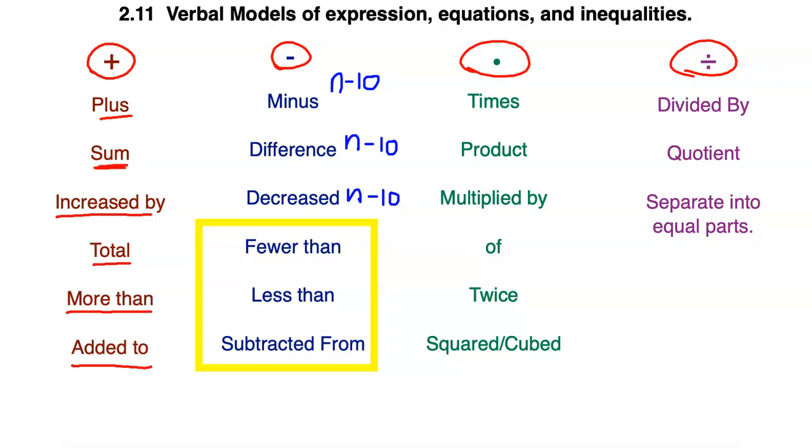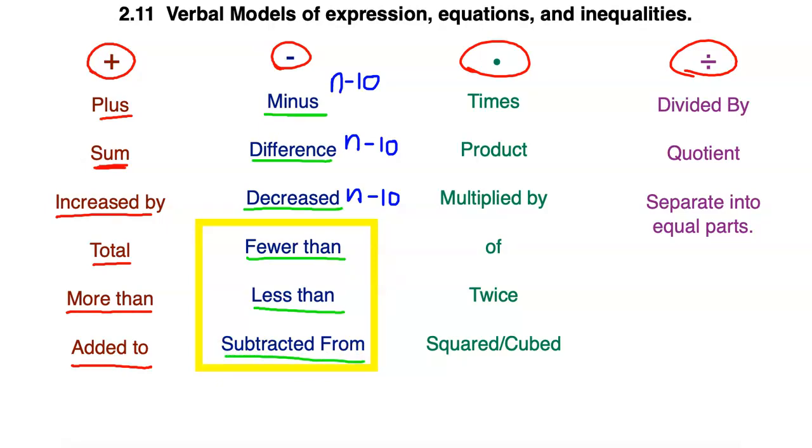All right, so with subtraction, those are probably the lesser known. I think minus is a pretty common term. If you're finding the difference of something, that means subtraction. If something is decreased by something, that typically means to subtract. And then these three, fewer than, or if it has so many less than, we're probably going to subtract, or subtracted from.